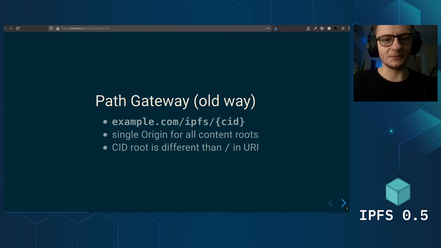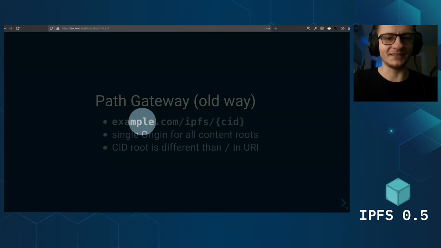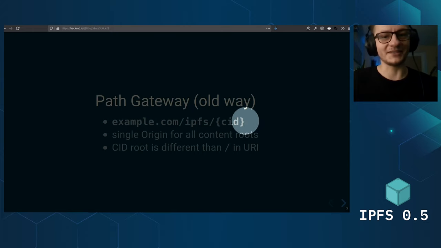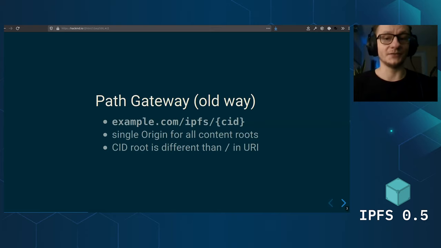And those gateways look like this. You had a host name of the gateway and then namespace, immutable IPFS, content identifier, and that was the root, your content root, and your website was under that. And the problem was that was a single origin for all content roots, which meant all websites loaded from that gateway that way shared the same origin sandbox, which meant all websites had the same cookie jar or local storage, but also they shared permissions for things like camera, microphone, video, and others. Everything was scoped per origin, which was pretty problematic.